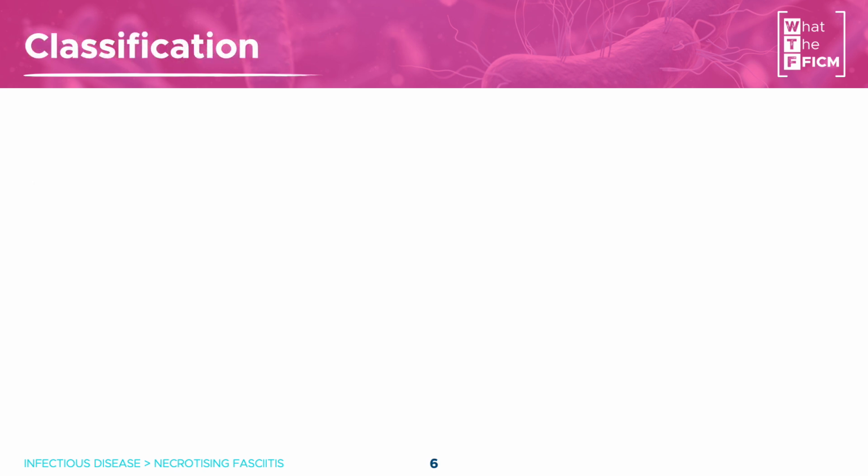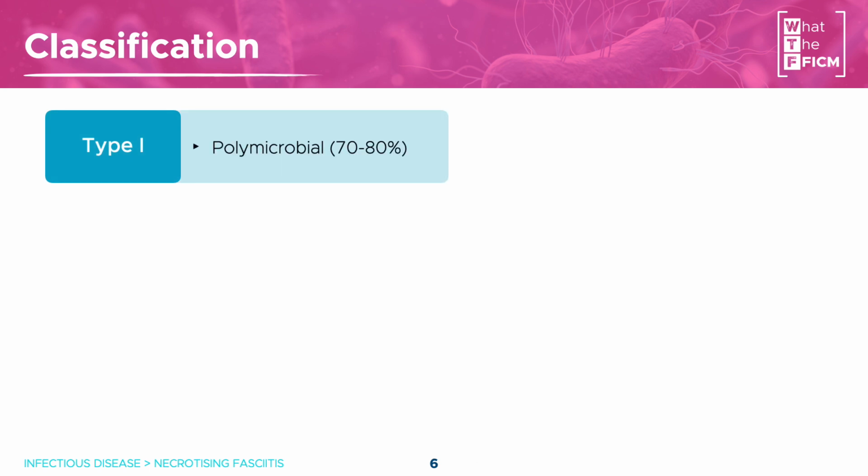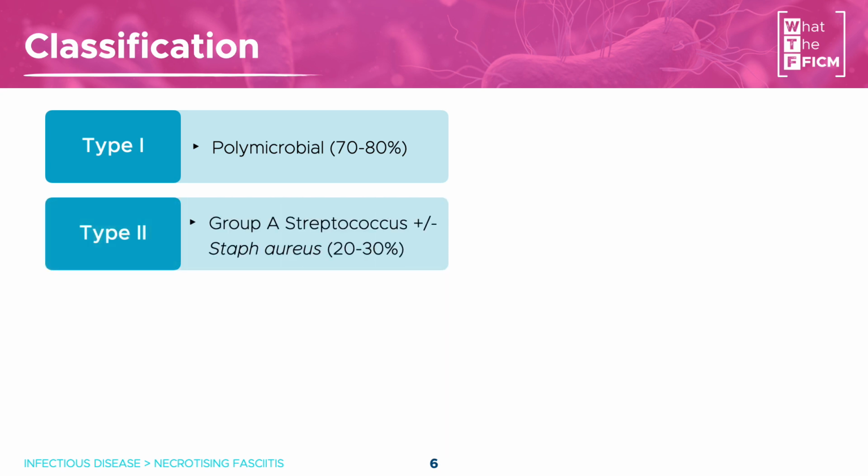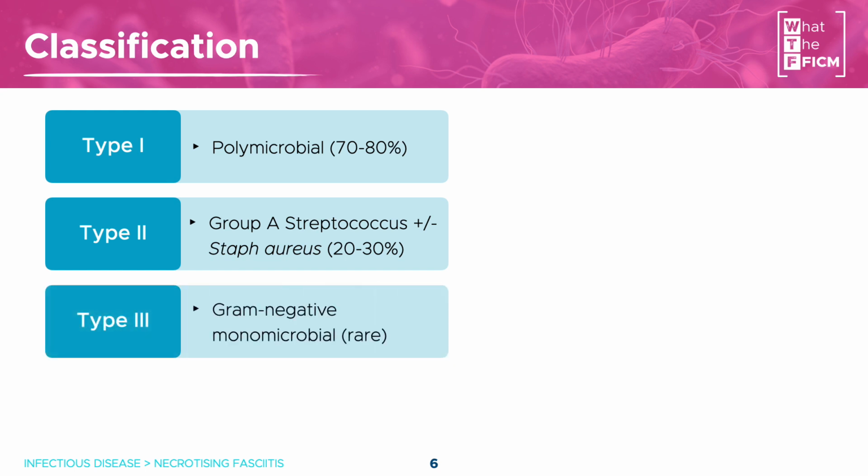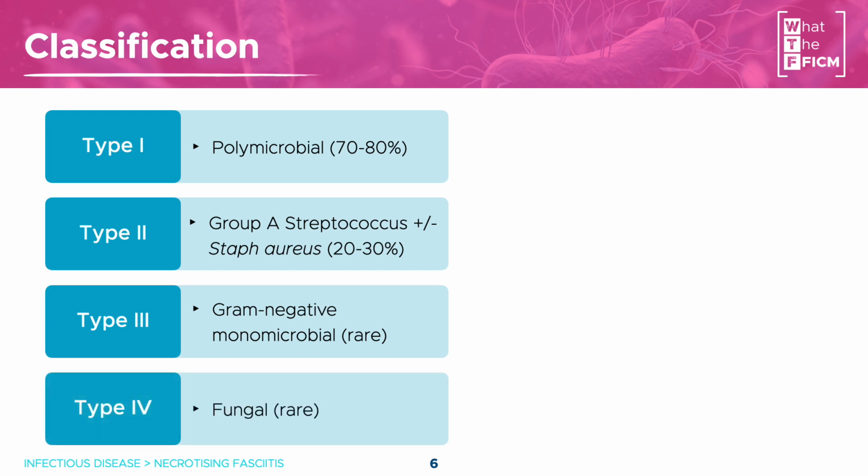So how is necrotizing fasciitis classified? Well, there are 4 classifications based on the causative microorganism. Type 1 is polymicrobial. This is the most common and causes 70 to 80% of cases. Type 2 is caused by group A Streptococcus plus or minus Staphylococcus aureus, and this is the second most common, accounting for 20 to 30%. Type 3 is gram-negative monomicrobial, and this is rare. And type 4 is fungal, and this is also rare.